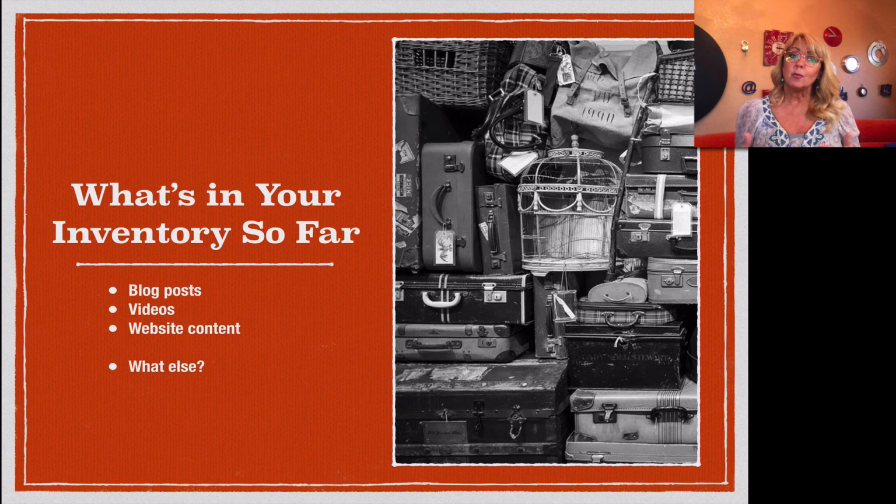So looking at what's in your inventory, we've talked about blog posts. So that's a planet. You're writing regular blog posts. Maybe you're creating videos. Maybe that's in your inventory already. Look at your content. And I always tell people, sometimes it's kind of like when you decorate your house. We always call it shopping your own house.